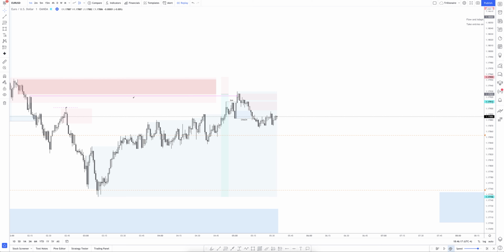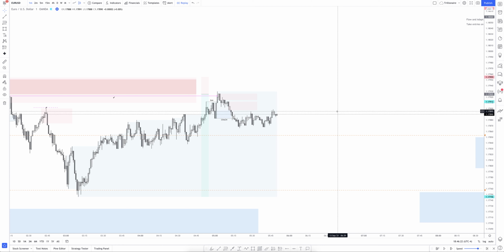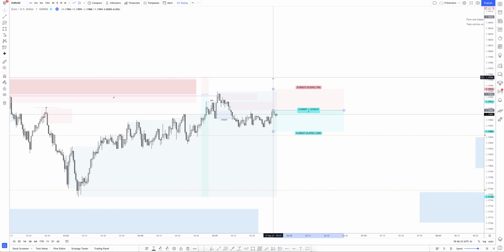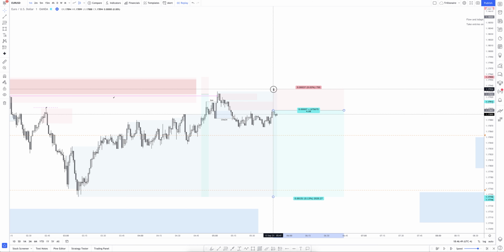Let's see what happens. All right, so we just barely hit this entry here. Go ahead and set that. So 3.3. So you could either use 3.5 or you could just go up to 4. Completely up to you. Targeting these lows. That's not the best risk reward. Yeah, it's not the best risk reward at all.